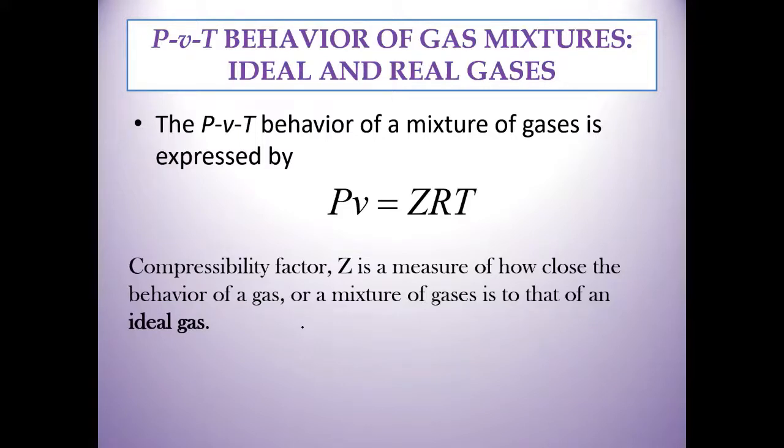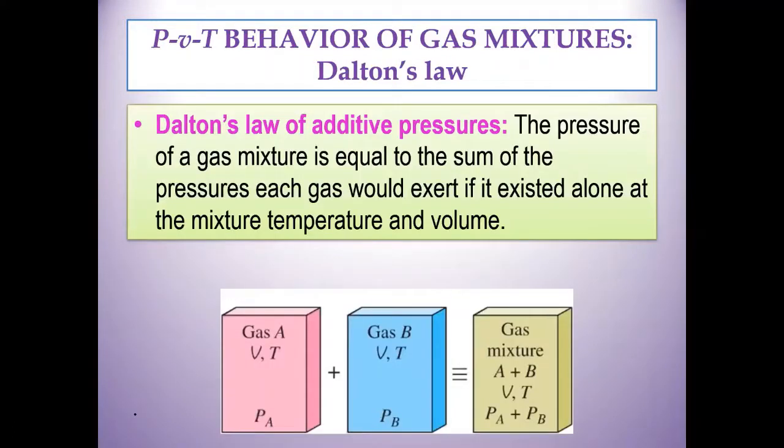So we are familiar with this equation, PV equals ZRT. Z is called the compressibility factor, which is a measure of how close the behavior of the gas is to the ideal gas behavior. So we can actually use this equation for a mixture of gases as well. It's not limited to the pure gas. So let's talk about that.